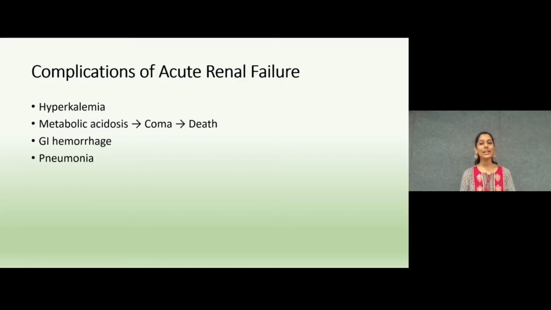Then the complications of acute renal failure are hyperkalemia, metabolic acidosis, which causes coma or death, then GI hemorrhage and pneumonia.